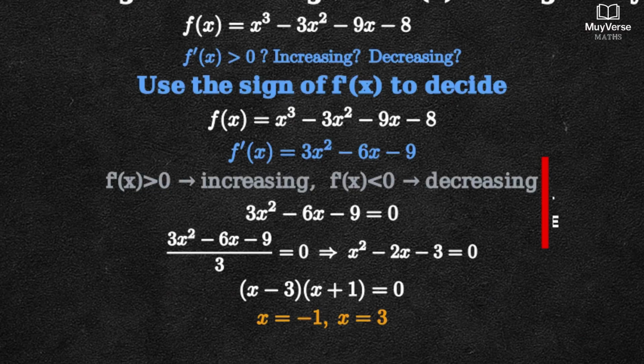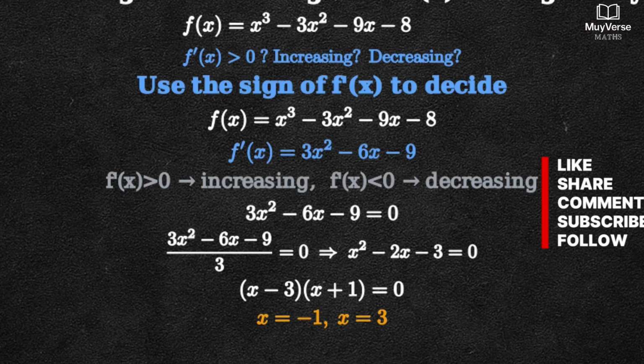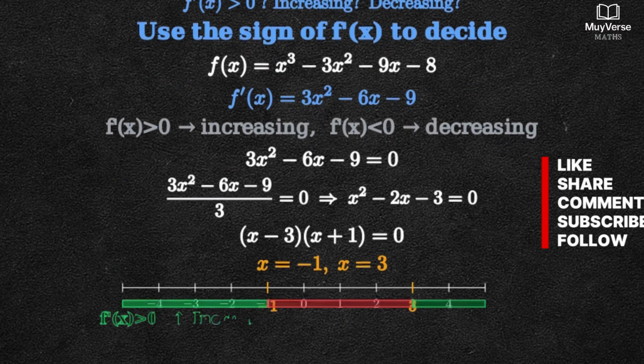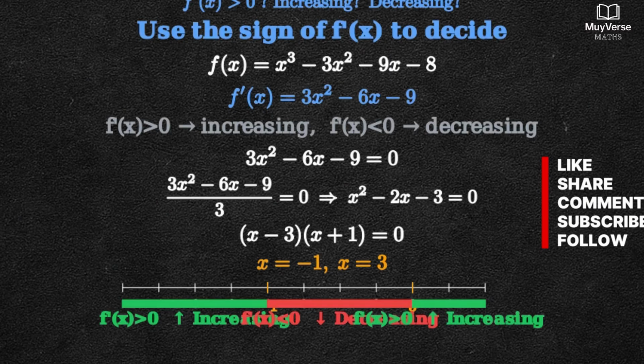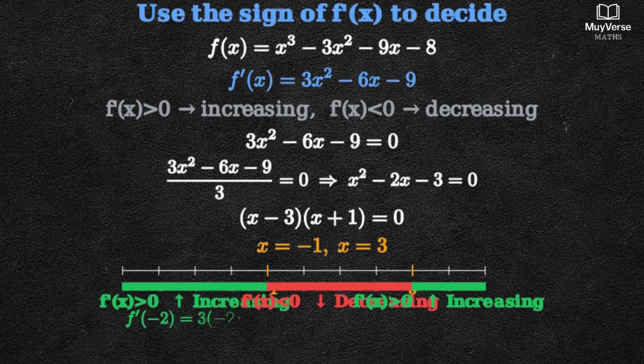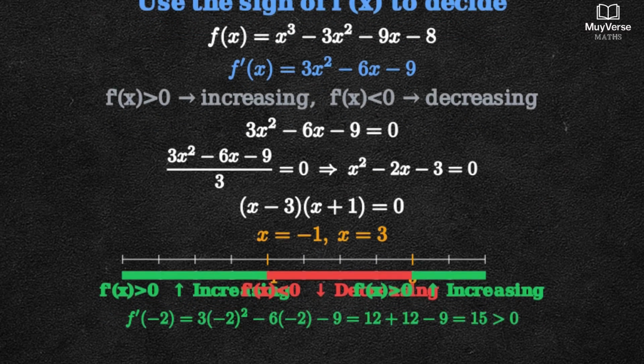Step 3. Test the intervals around the critical points. We will use a number line marking -1 and 3. These points divide the line into 3 intervals, -infinity to -1, -1 to 3, and 3 to infinity. Test the left interval with x equals -2. F prime of -2 equals 15, which is positive, so increasing.